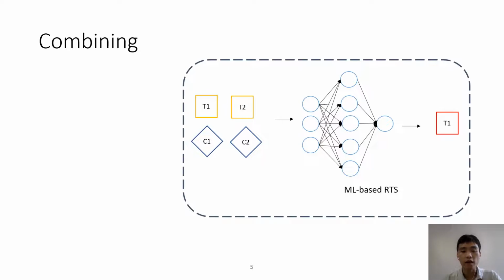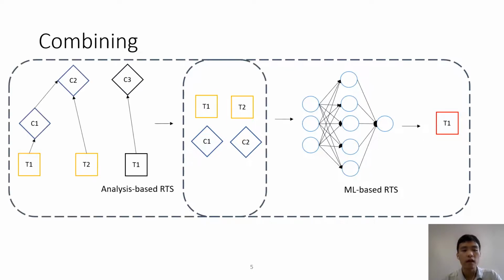To this end, we want to build lightweight ML-based RTS models that give the likelihood of the test failing based on the features from the code change, while not requiring features from program analysis. And by combining it with analysis-based RTS, we can further improve the precision of analysis-based RTS. In other words, reduce the number of non-failing tests that are selected by analysis-based RTS.